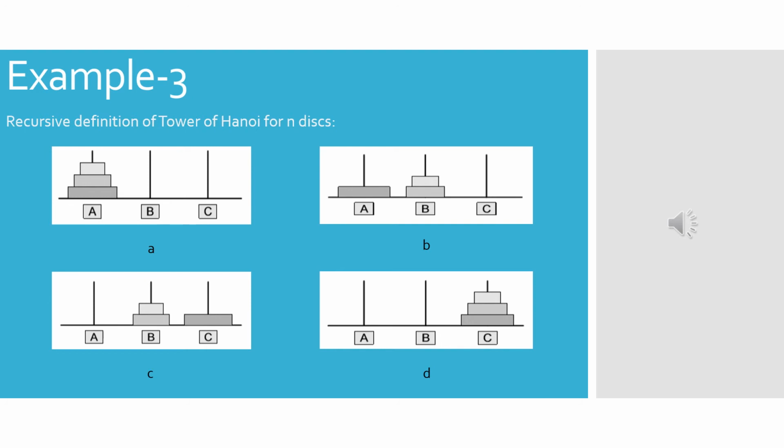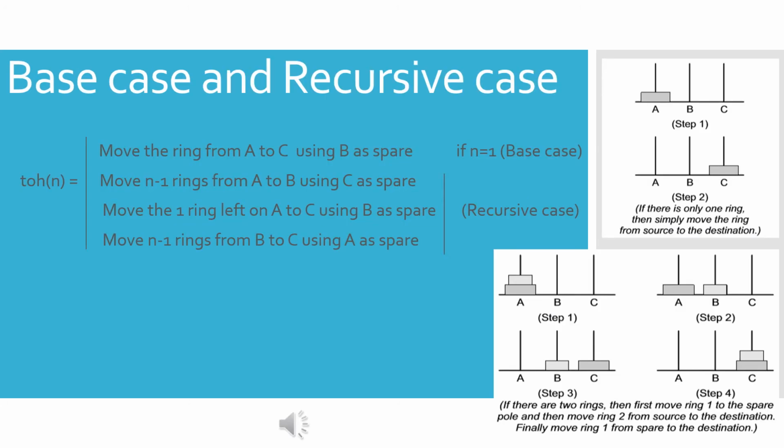Then the largest disk can be shifted from A to C directly. Then the smaller disk can be shifted from B to A, and the middle one can be shifted from B to C. And then the smallest one can be shifted from A to C, which can be seen in the final figure. Now let us see the base case and recursive case for Tower of Hanoi.